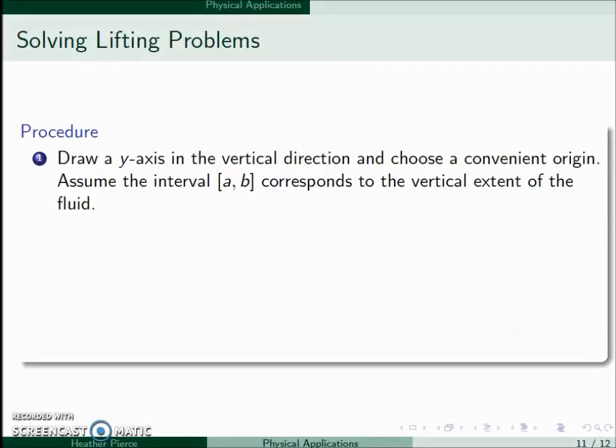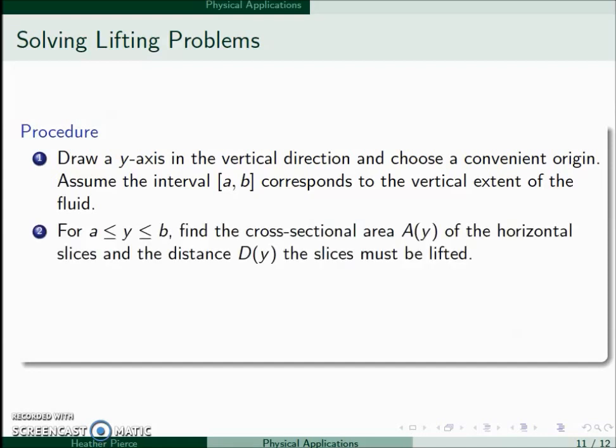Our final application will be lifting problems. So we'll start by drawing a y-axis in the vertical direction and choose a convenient origin. And we'll assume the interval a to b corresponds to the vertical extent of the fluid. For y between a and b, we'll find a cross-sectional area, A of y, of our horizontal slices, and the distance D of y that the slices must be lifted.